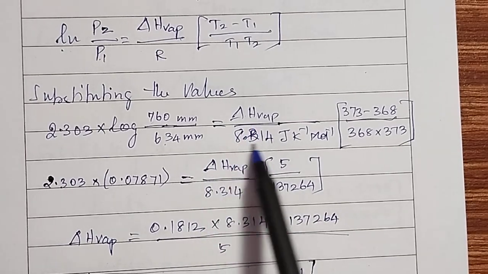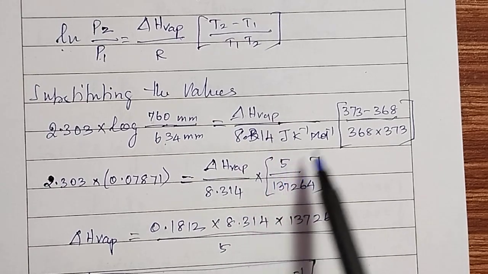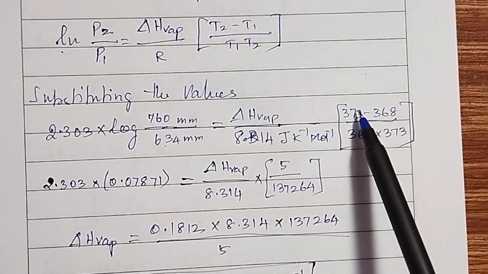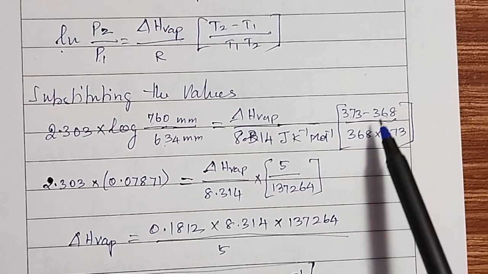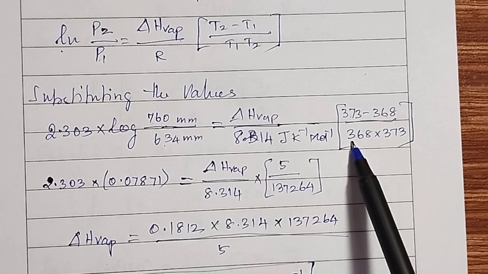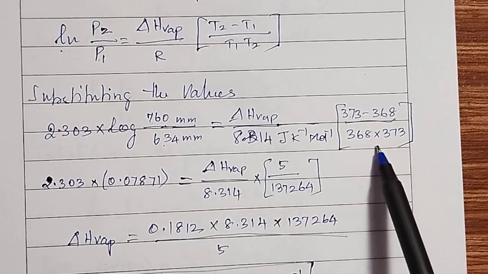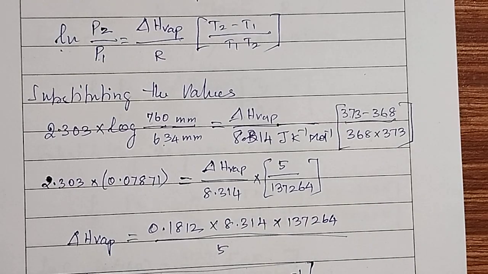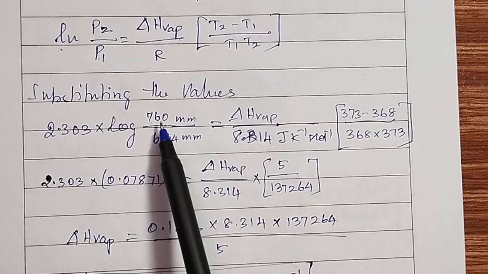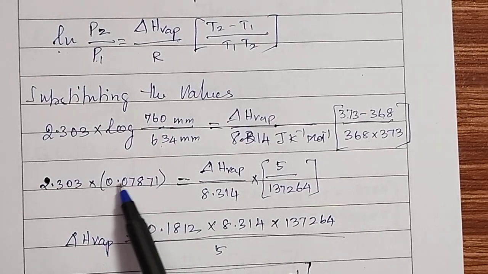The R value we know is 8.314 joule per Kelvin per mole, and the temperature T2 is 373 and T1 is 368, divided by T1 into T2, and therefore 368 into 363. Calculating or rearranging this equation, we calculate 760 by, okay, we get this value.